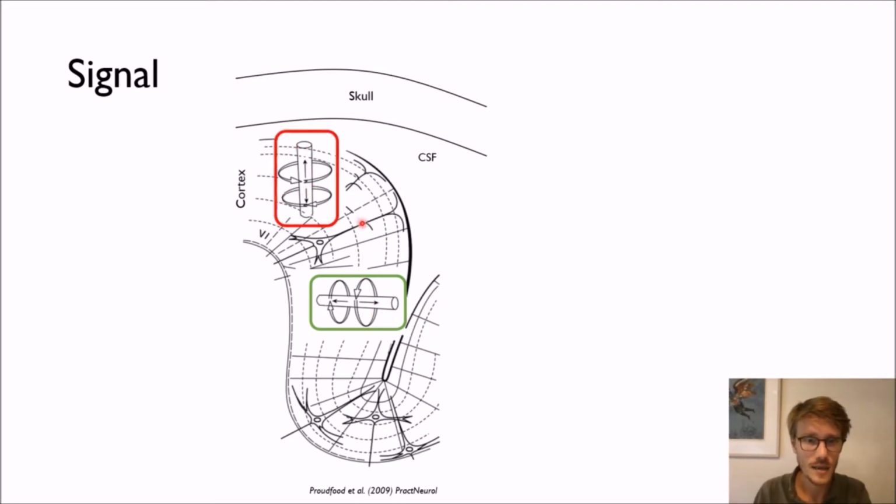And as a side note, the EEG is exactly oppositely sensitive to these two orientations of neurons. Another addition to this is that MEG is also primarily sensitive to the superficial signals, meaning signals located in the cortical surface, and less sensitive to signals that are generated in deeper brain areas.